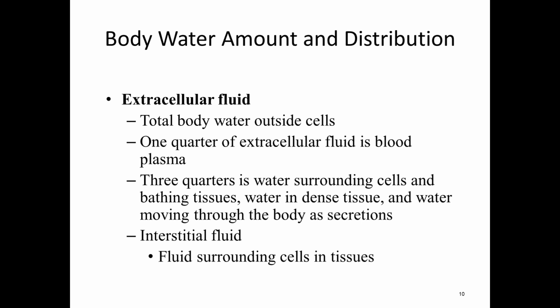Extracellular fluids: total body water outside cells. One quarter of extracellular fluid is blood plasma, and three quarters is water surrounding cells and bathing tissue, water in dense tissue, and water moving through the body as secretions, the interstitial fluid surrounding cells in tissue. So one quarter of the extracellular fluid is blood plasma, and three quarters is surrounding the cells.